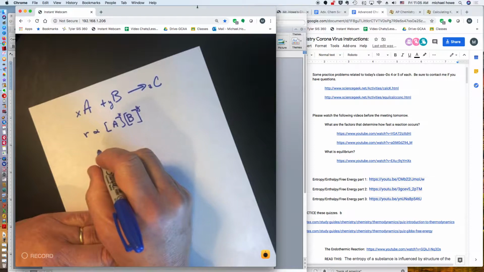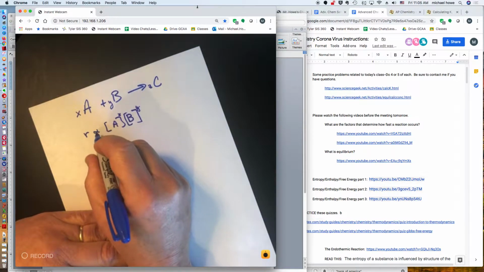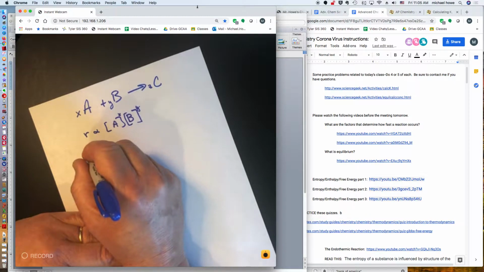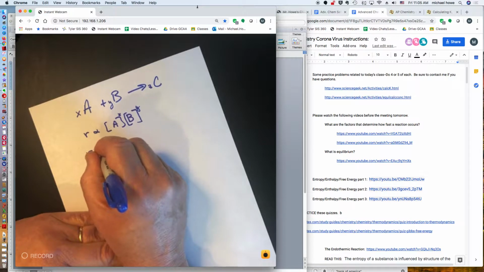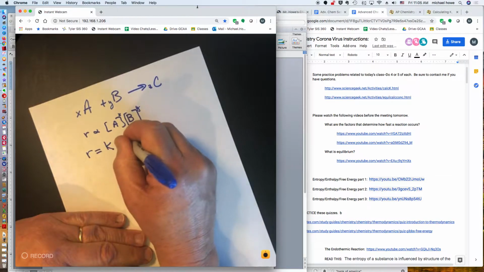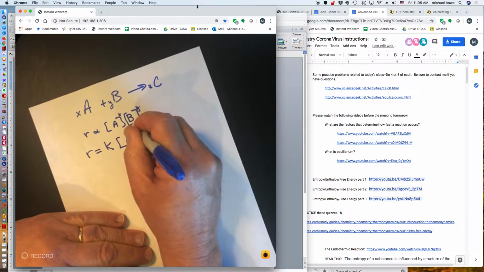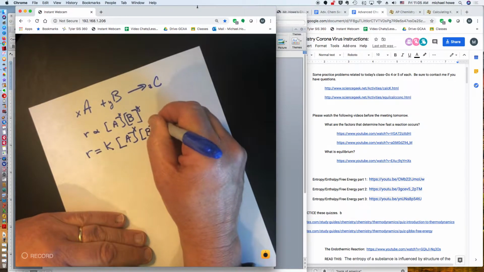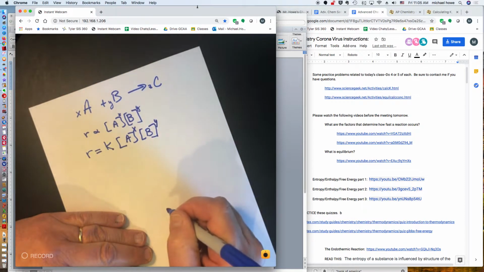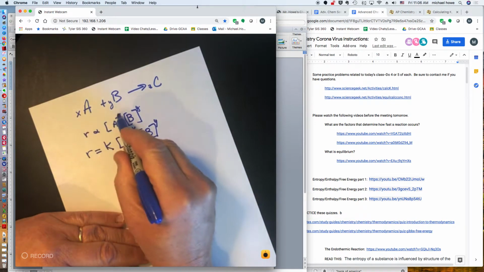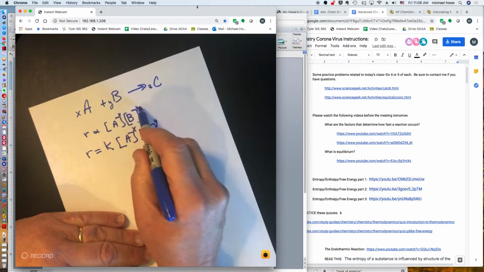You'll recognize that we have a proportional sign, and a proportional sign begs for a proportionality constant, so I'm going to rewrite the equation with an equal sign and a proportionality constant called K times A raised to its coefficient times B raised to its coefficient. All right, so the coefficients become the exponents. The coefficient X became the exponent. The coefficient Y became the exponent.